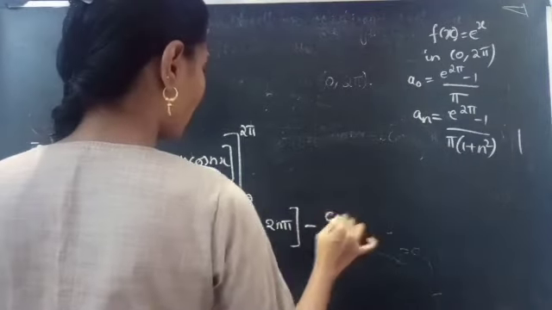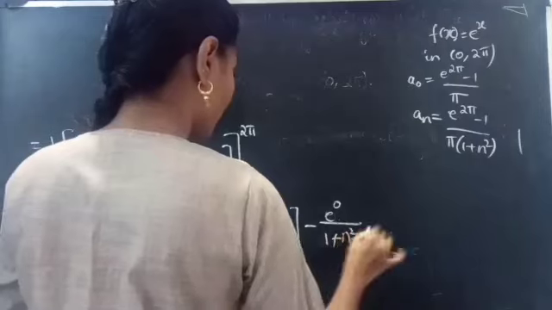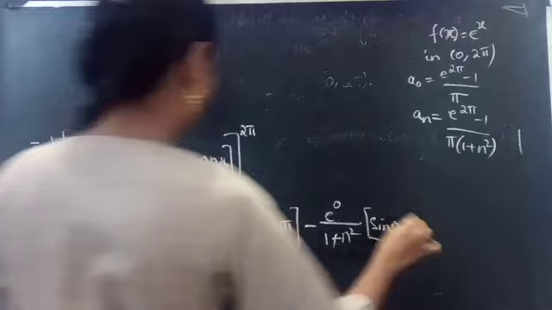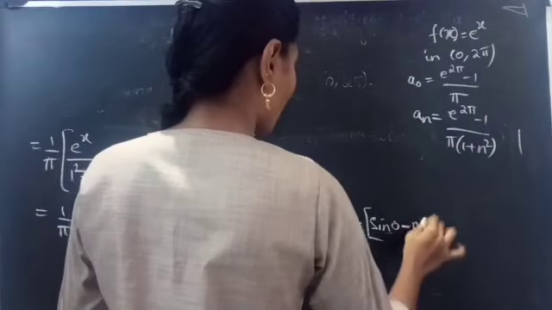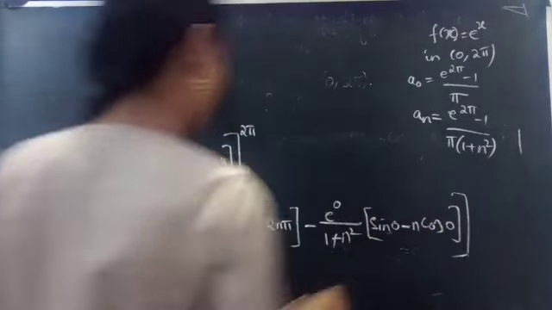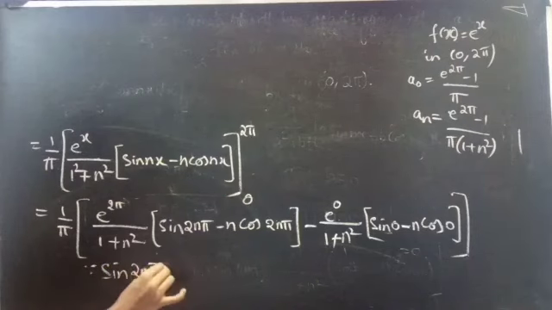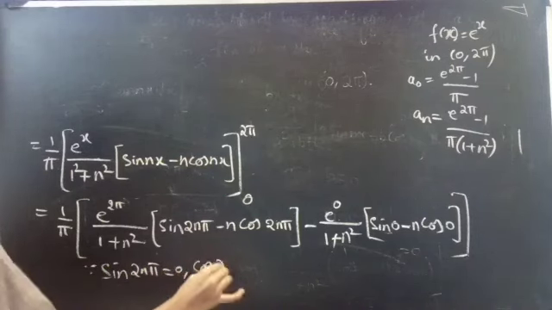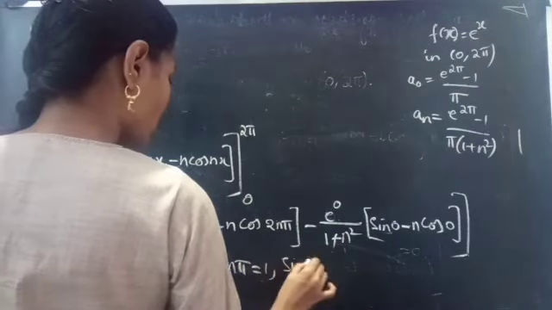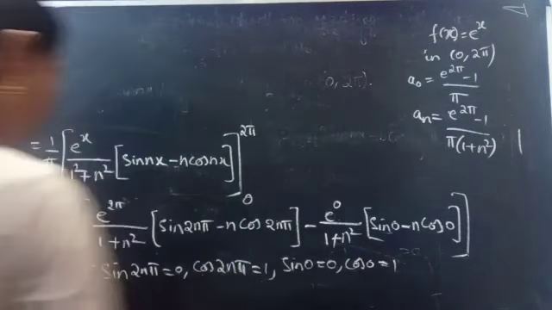For x equals 0, we'll have e power 0 by 1 plus n square into sin n into 0 is 0, minus n into cos n into 0 is 0. Okay. Since sin 2n pi equals 0, cos 2n pi equals 1, sin 0 equals 0, and cos 0 equals 1.